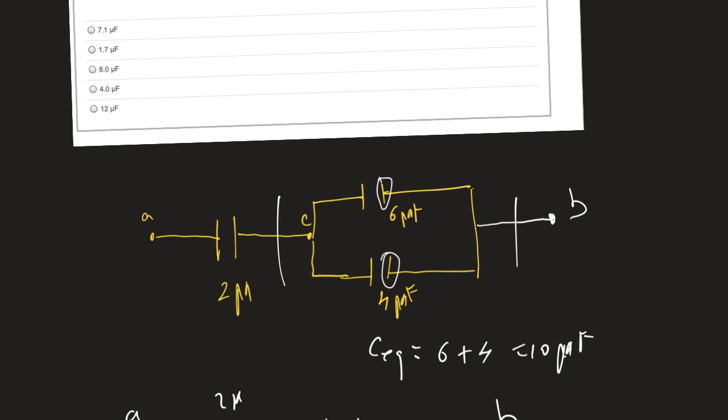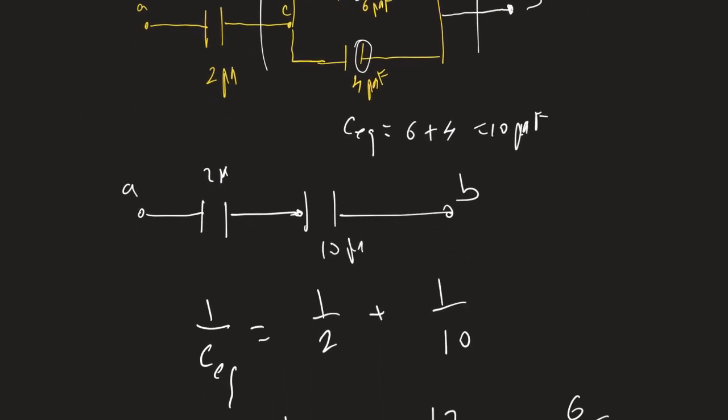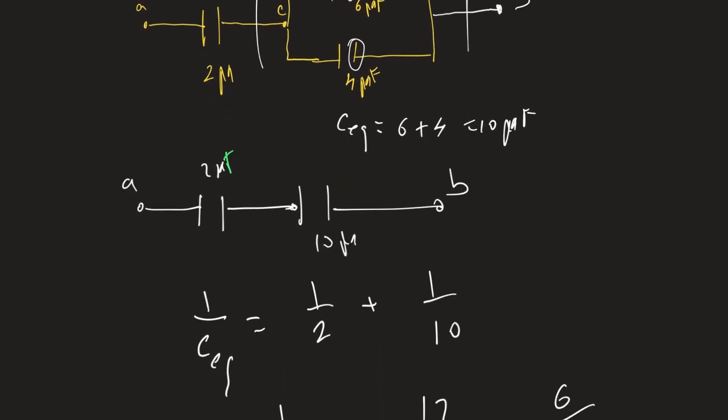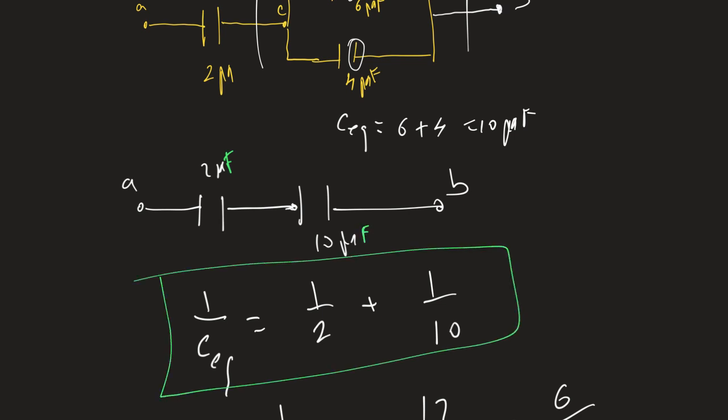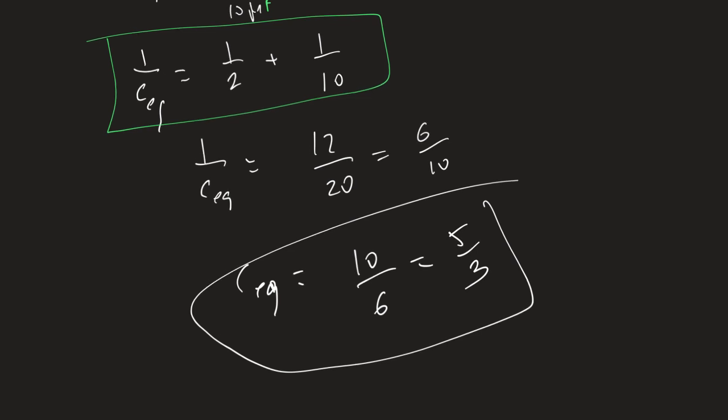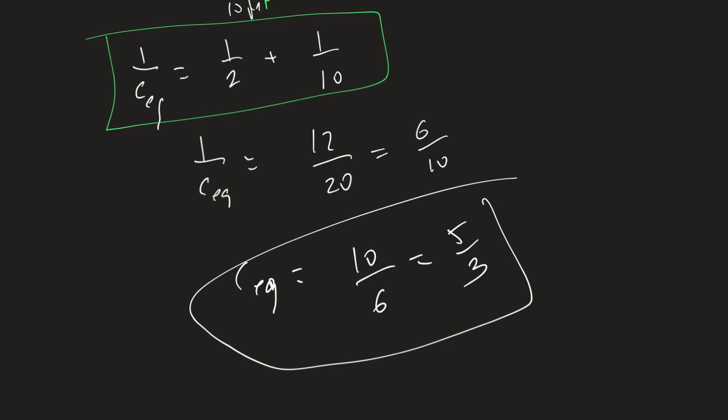If you connect in parallel, the equivalent capacitance will be 6 plus 4, that is 10 microfarads. Connected with the 2, it will now be in series. So you will have 2 capacitors, one of 10 microfarad and the other of 2 microfarad, and the equivalent capacitance is 1 over C equals 1 over C1 plus 1 over C2. So if you calculate, the equivalent capacitance will be C divided by 3.